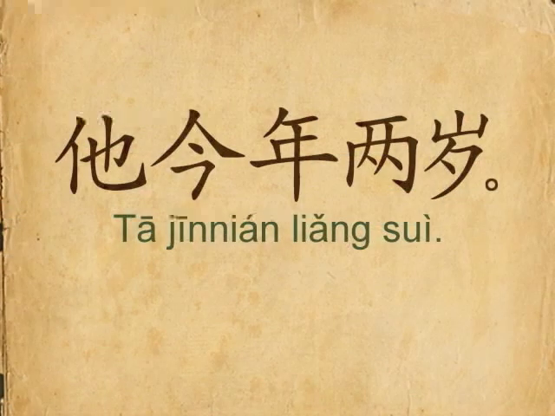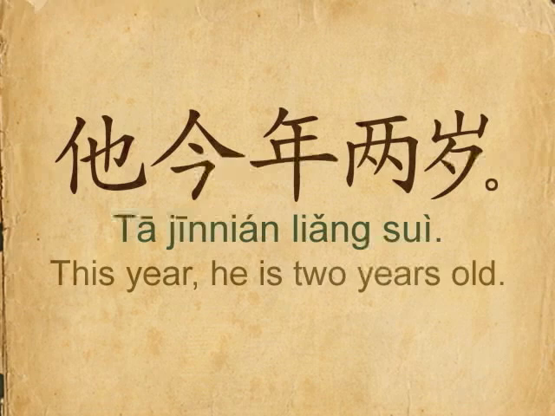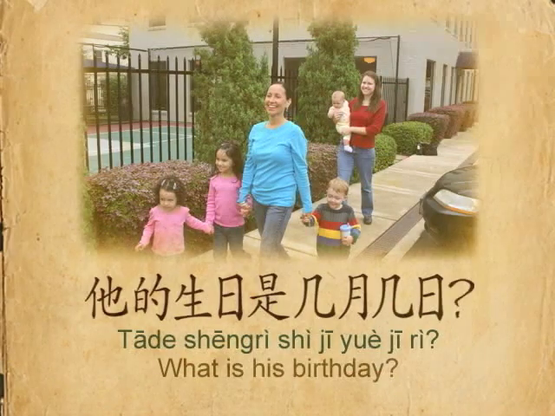他今年两岁。Now repeat after me. 他今年两岁。他今年两岁。This year, he is 2 years old. We'd like to know the boy's birth date. So we want to ask, what is his birthday? You say, 他的生日是几月几日? Literally, meaning his birthday is how many month, how many day?